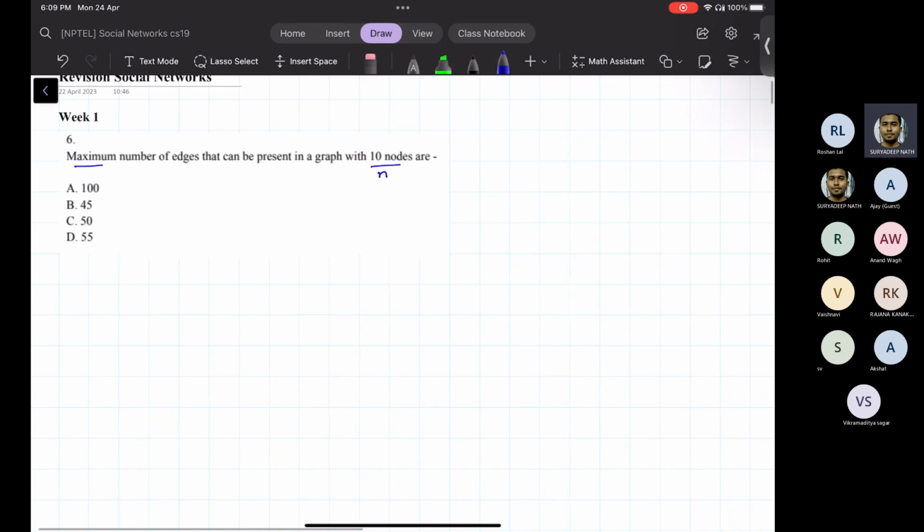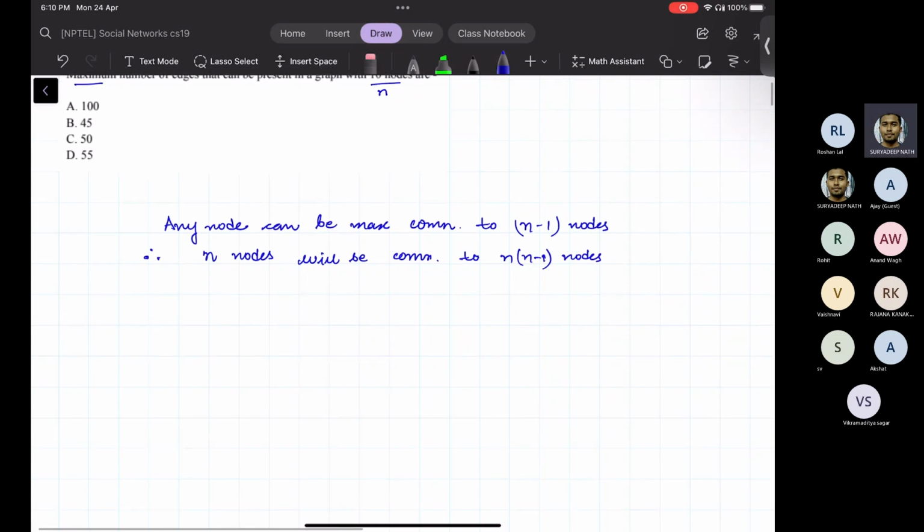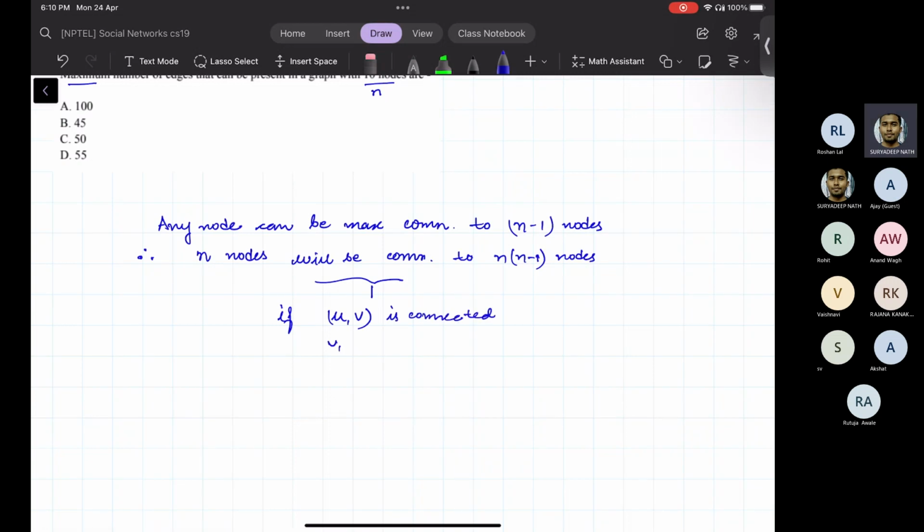To solve it, you first consider that any node can be connected to at most n minus 1 nodes. Therefore, n nodes will be connected to n into n minus 1 nodes. But in such an assumption, if UV is connected, VU is also connected, and we are counting twice.